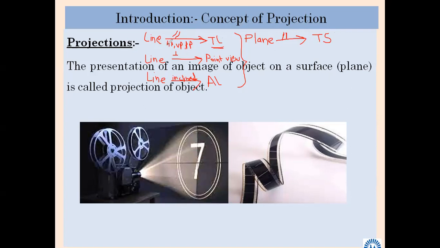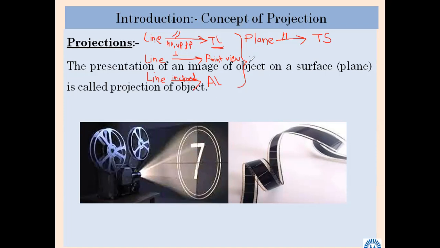One famous sentence we have seen in line: if a particular line is parallel to one of the reference planes, it will show its true length in that plane. Only here you have to replace line by plane and true length by true shape. That's all. If a particular plane is parallel to one of the reference planes, it will show its true shape in that plane. Any problem? No, sir.